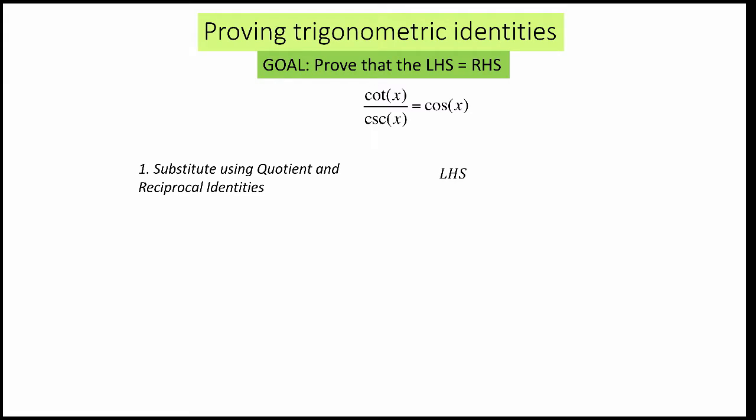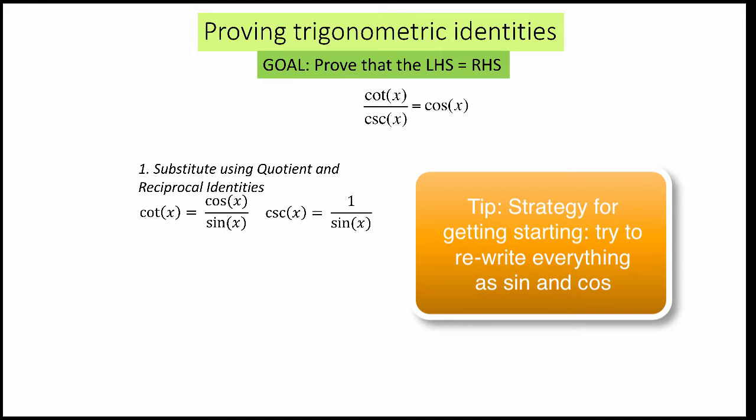So I'm going to substitute using quotient and reciprocal identities, and I remember that the cotangent of x is actually the cosine of x over the sine of x, and the cosecant of x is 1 over the sine of x. Now, one thing that I'll mention is that one way to start these things often is to try to just rewrite everything in terms of cosines and sines. Now, that doesn't always work, but it's a good thing to look at when you're first starting.